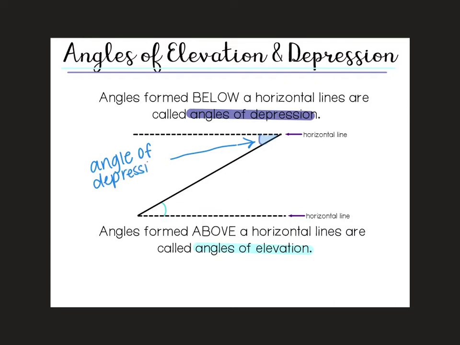So if you thought about someone standing up here, they would be looking down. That would be depression. Angles formed above a horizontal line are considered angles of elevation, so that would be this angle here. And again, if you imagine someone standing here, they're looking up, so that's considered elevation.